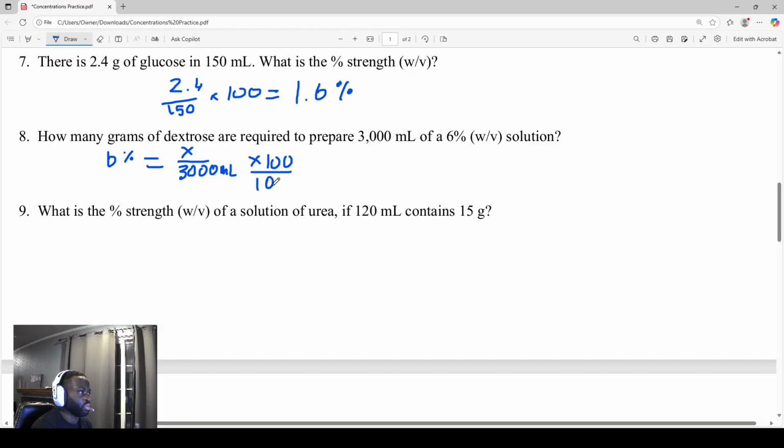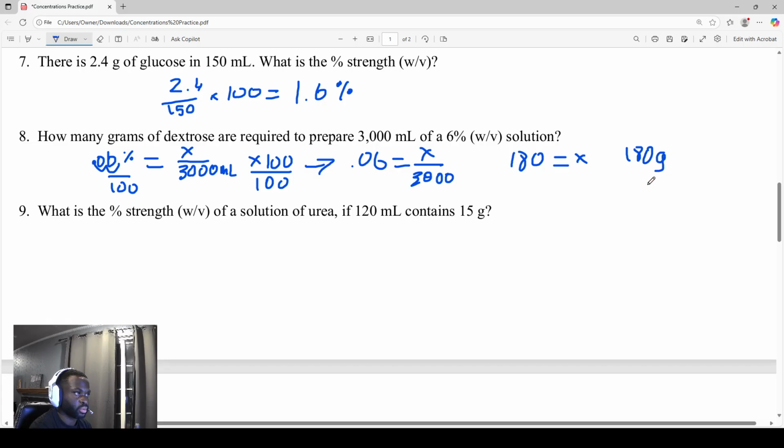How do we do that? We divide both sides by 100, making it 0.06 equals x over 3,000. Now 0.06 times 3,000, that's going to be 180. So 180 grams are in this solution.